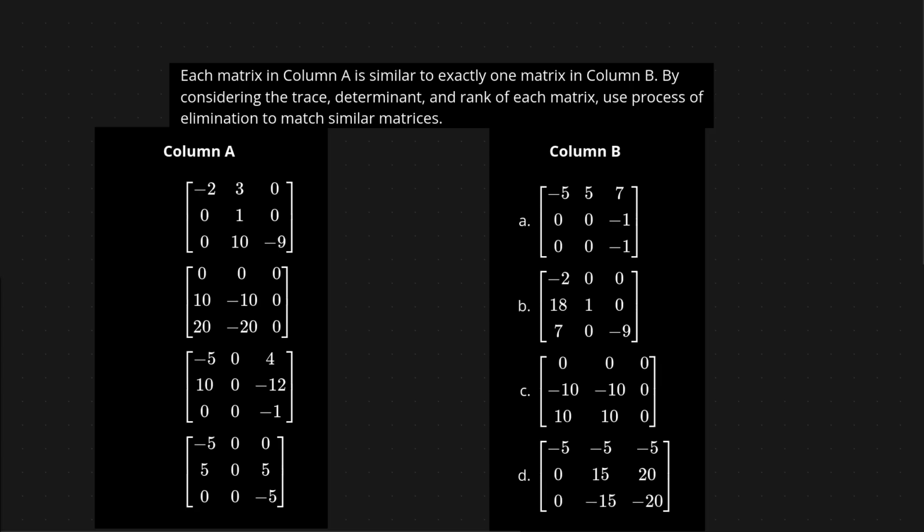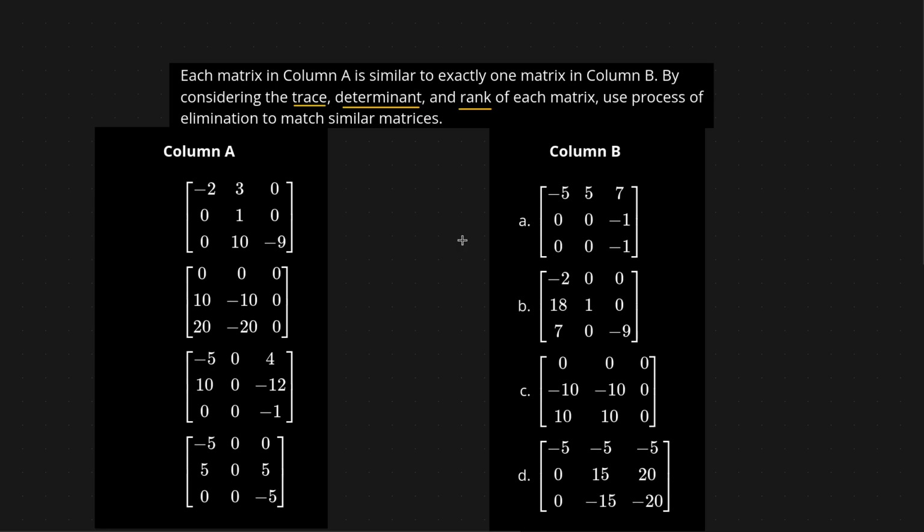Let's take a look at an example. We have two columns of matrices here. Each matrix in column A is similar to exactly one matrix in column B. By considering the trace, determinant, and rank of each matrix, use process of elimination to match similar matrices.